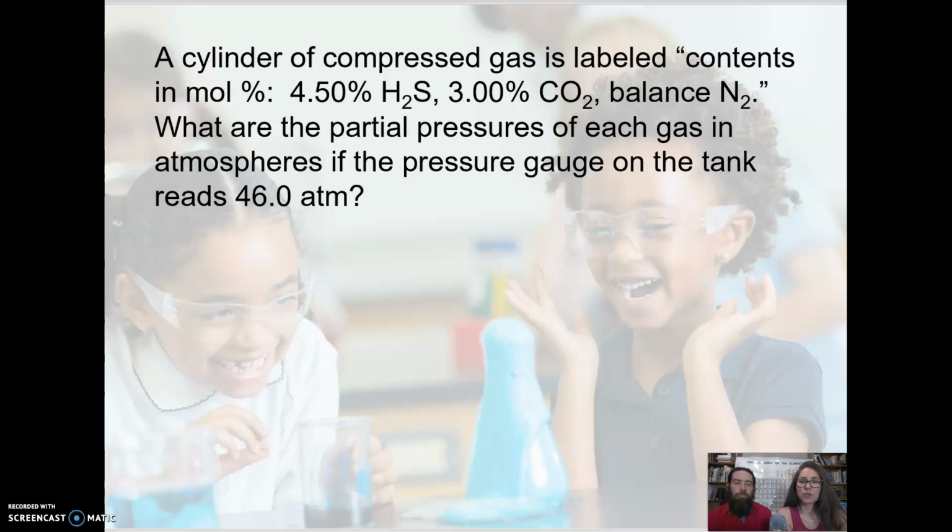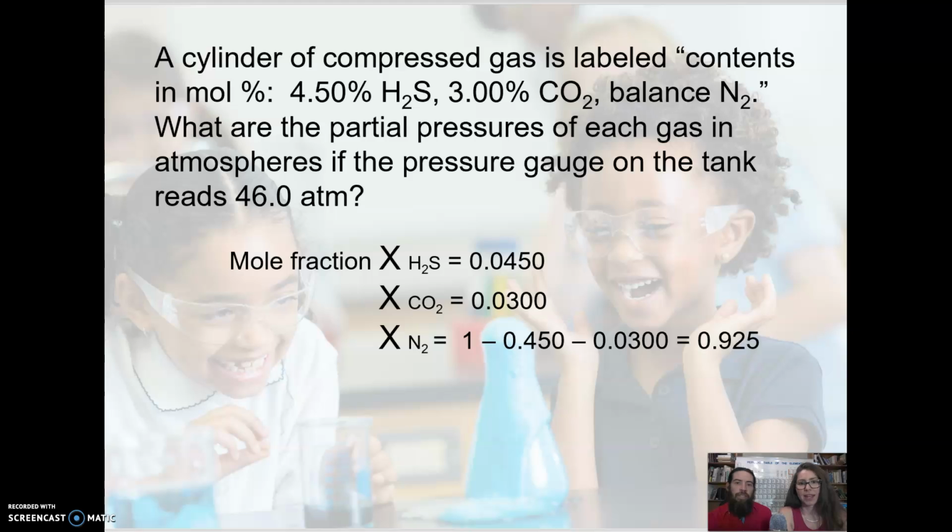So we need to convert the percentages to mole fractions. And we have the mole fractions here. So if you have a percentage of 4.5, you can divide that by 100 and get that decimal percent. And so we did that for each of these.